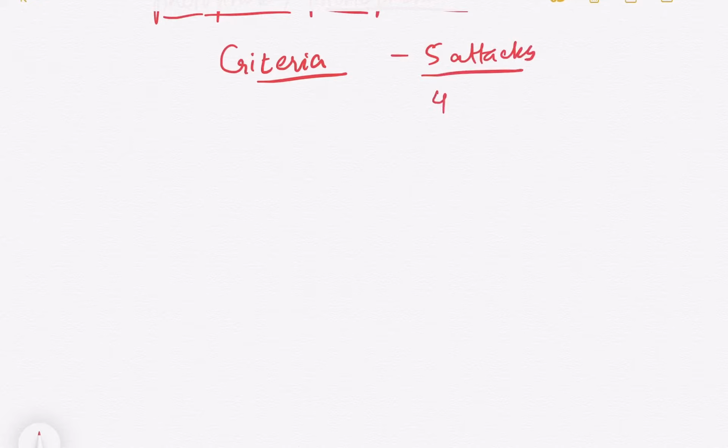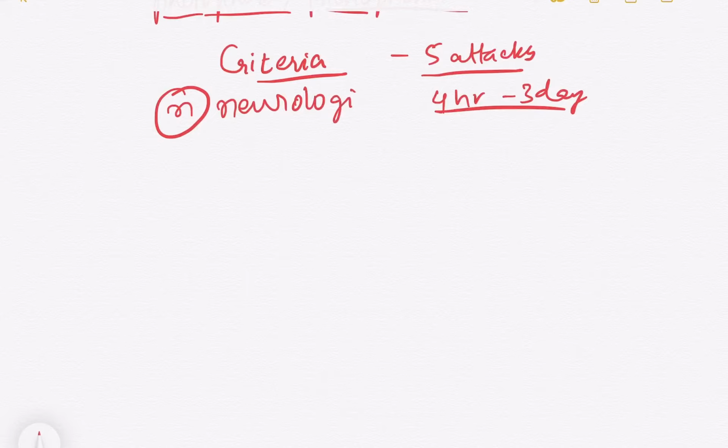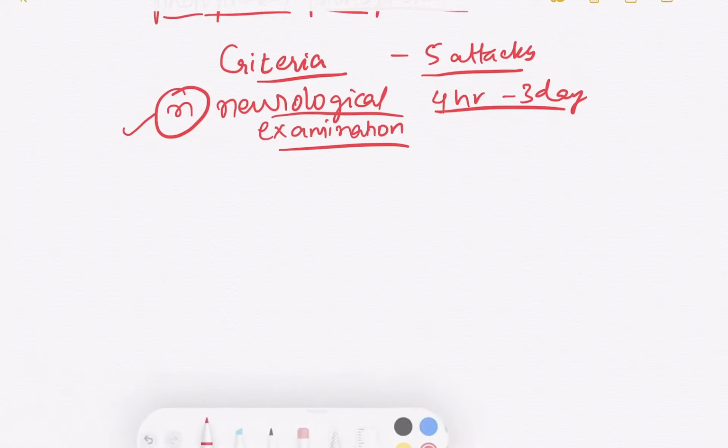Now you need to remember the criteria for migraine. For this you need to have 5 attacks lasting for at least 4 hours to 3 days. And very important, a normal neurological examination. The neurological examination that you see is normal, and then you can diagnose migraine.